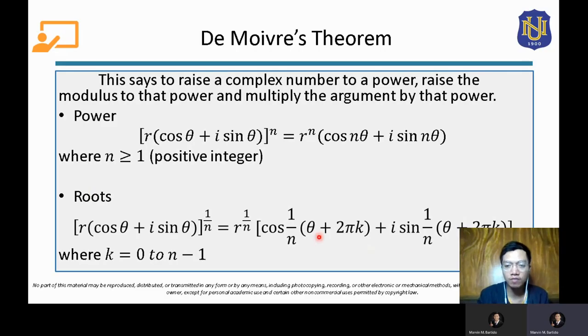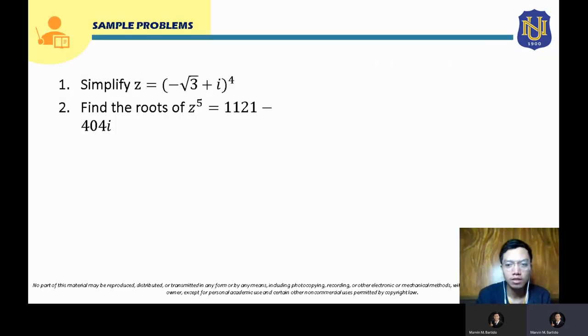Okay, so let's start solving this problem. Let's proceed. So let's simplify the following example. For the first example, we have to simplify this complex number: z is equal to negative square root of 3 plus i, raised to the fourth power.